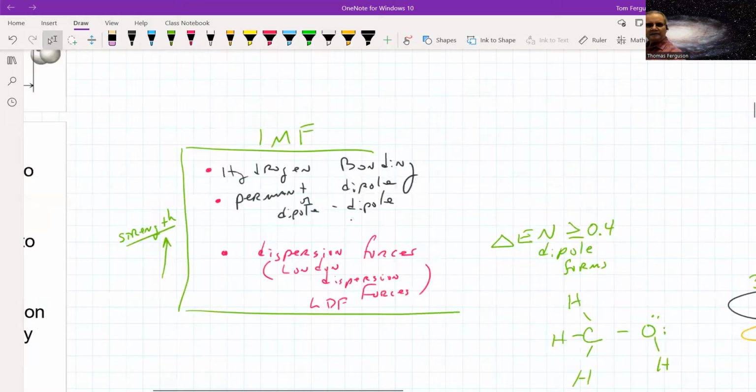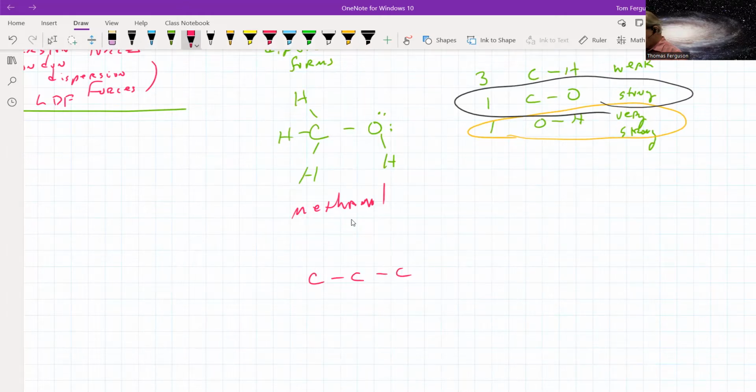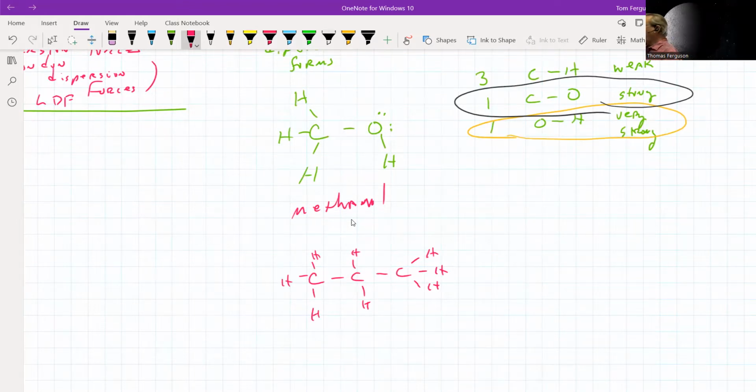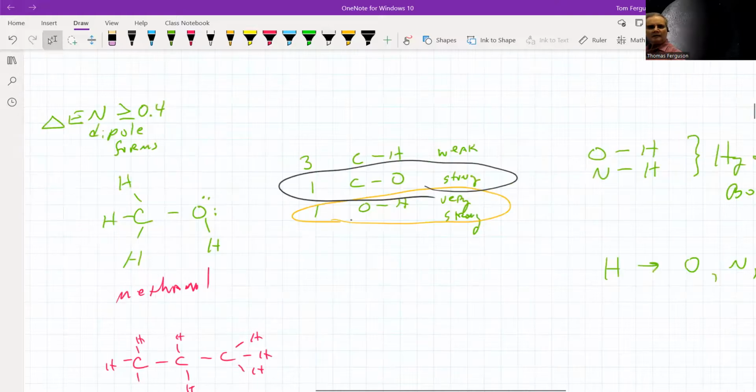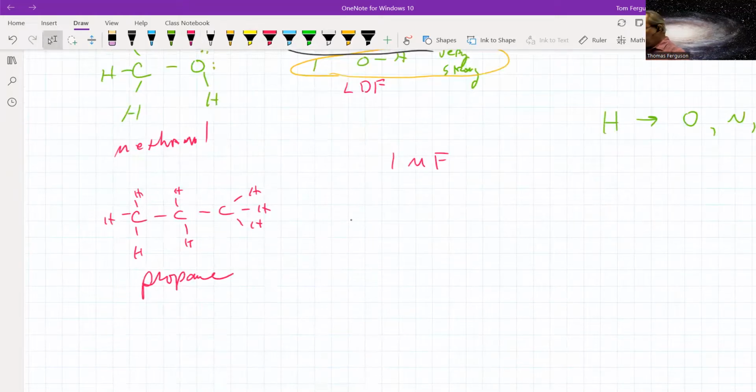So we looked at methanol. Let's look at propane. Okay, so we always have to add LDF to everything. So what are the IMFs for propane now? Well, one is LDF. What else?